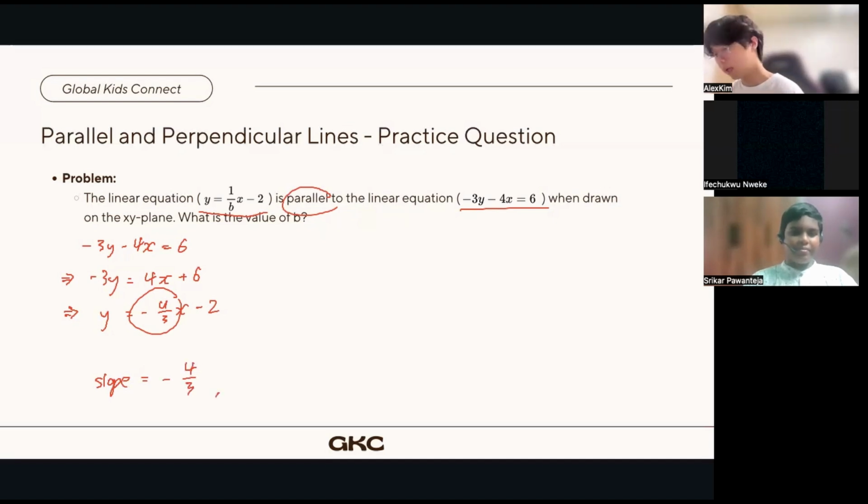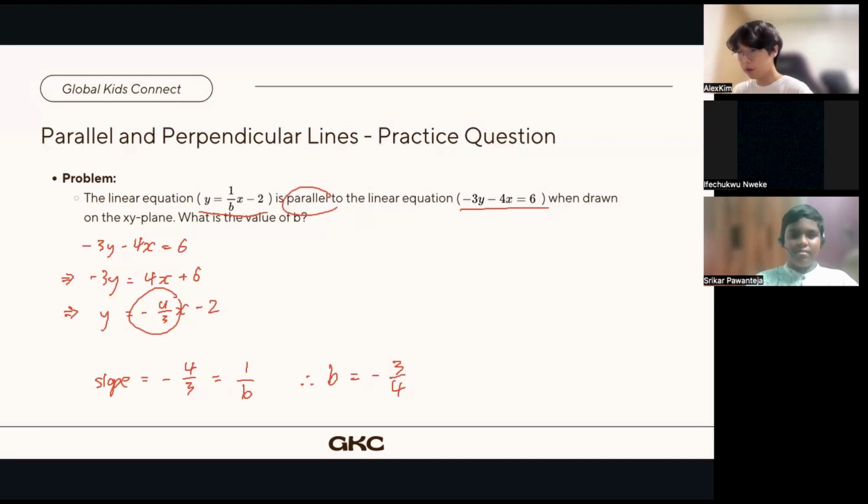Now, if we know this, then we can say that the first linear equation, which was y equals 1 over b x minus 2, will have the same slope. Therefore, the slope of -4 over 3 is equal to the slope of 1 over b. So now we just have to find b. We will multiply each side by b, and we get a b value of -3 over 4.